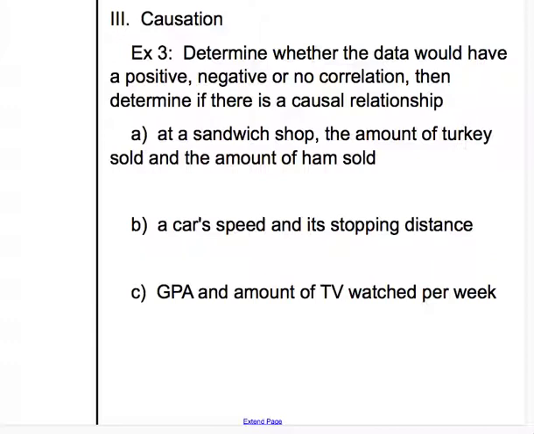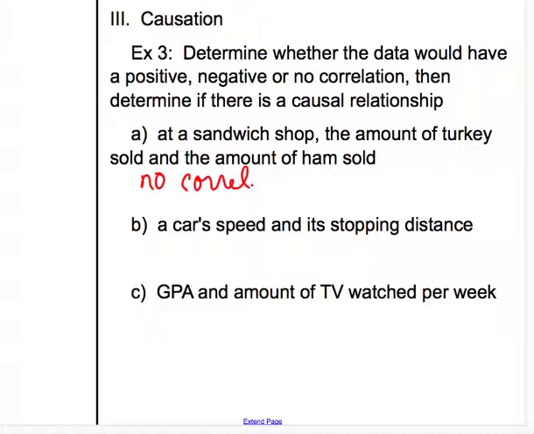Our last slide here is looking at causation. So determine whether the data would have a positive, negative, or no correlation, and determine if you think there is a causal relationship. So our first example is if you're at a sandwich shop, the amount of turkey sold and the amount of ham sold. So take a minute to think if you believe that would be positive, negative, or no correlation, and if there might be something that would cause this relationship to be true. I would say there's probably no correlation. That would be my assumption. And there would be nothing that would cause the turkey to go up and the ham to decrease or vice versa.